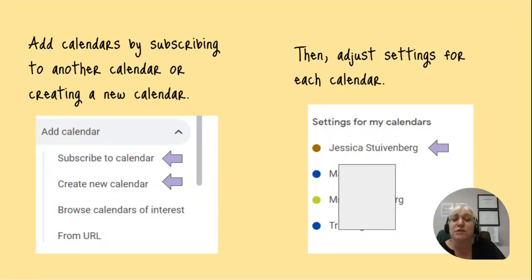Clicking the back arrow to return from settings and looking at your list of calendars, you can click under your calendars for other calendars and subscribe to someone's calendar or create another calendar. When you subscribe to somebody's calendar, you can click to look for them and then subscribe to their calendar so that you can see their calendar. Or you can create a new calendar and then adjust your settings for each of your additional calendars that are yours.